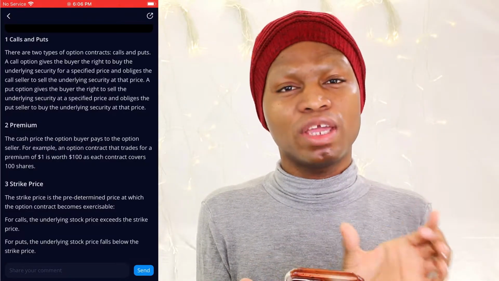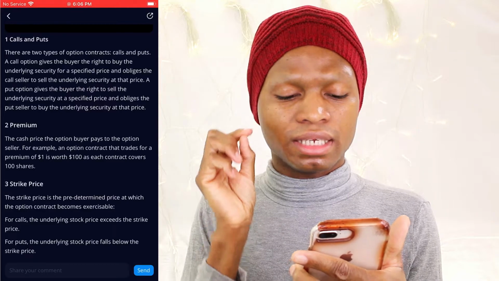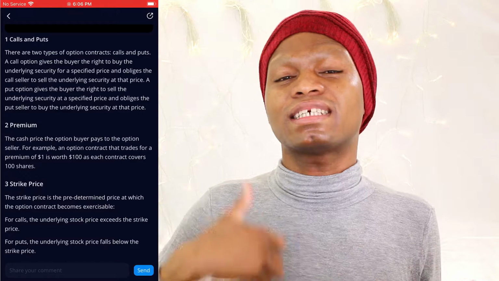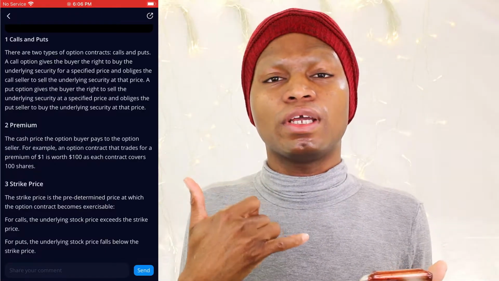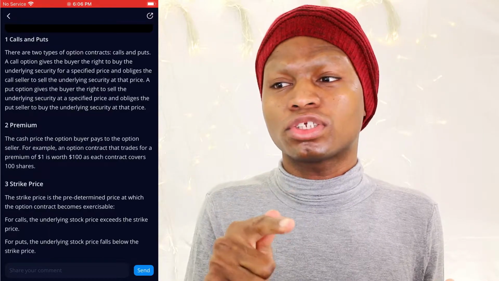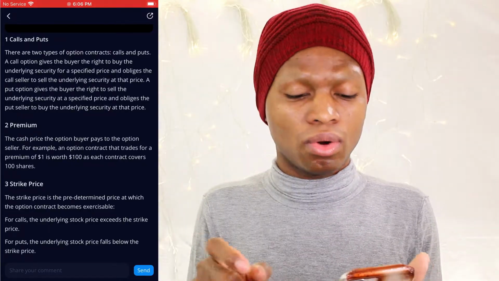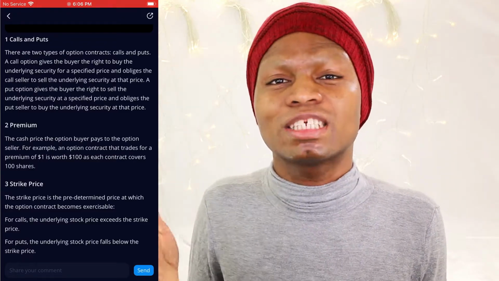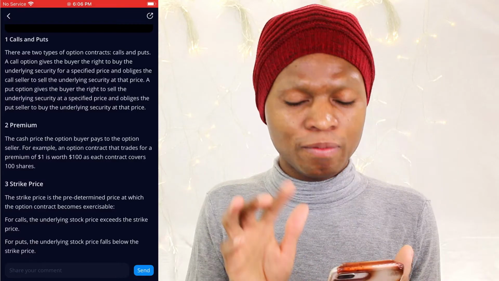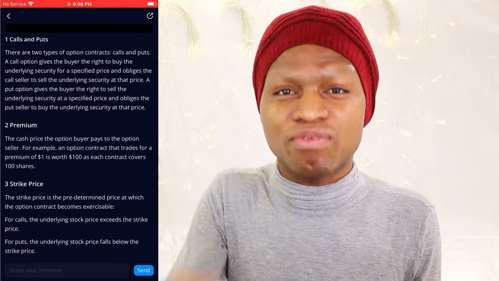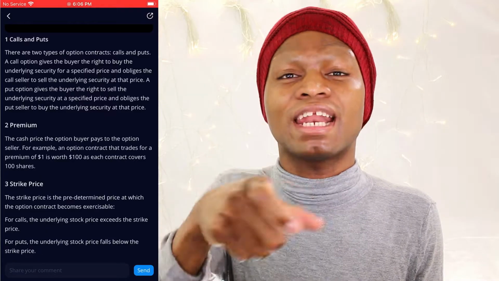Now we have premium. Okay, premium: the cash price the option buyer pays to the option seller. So when I sell an option, it's like, okay, hey guys, I want to buy your stock at this price, okay? So I am giving you this in advance. A premium is also known as an advance payment for a stock. That's the best and easiest way to put it. It's an advance, so also known as a premium, an advance payment. Y'all heard it, right? Period.